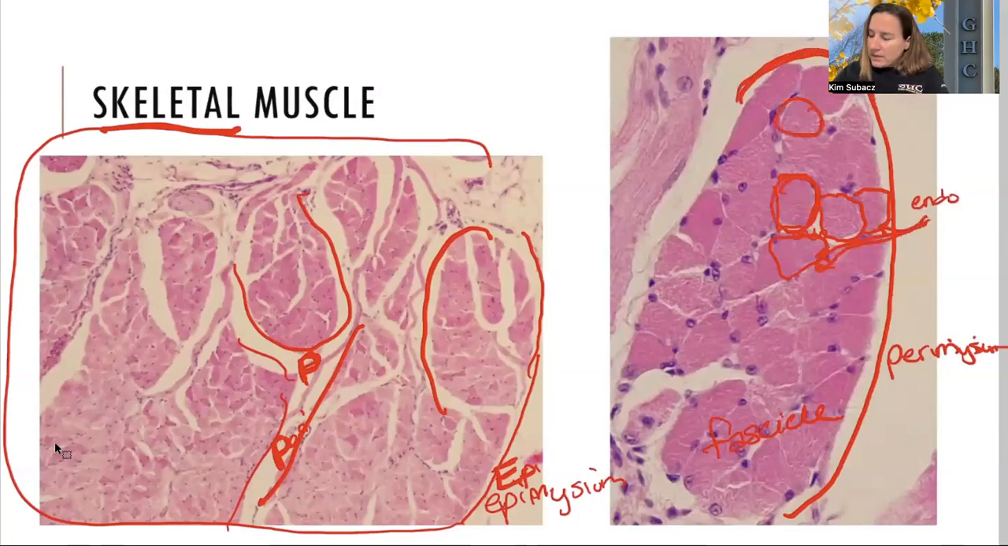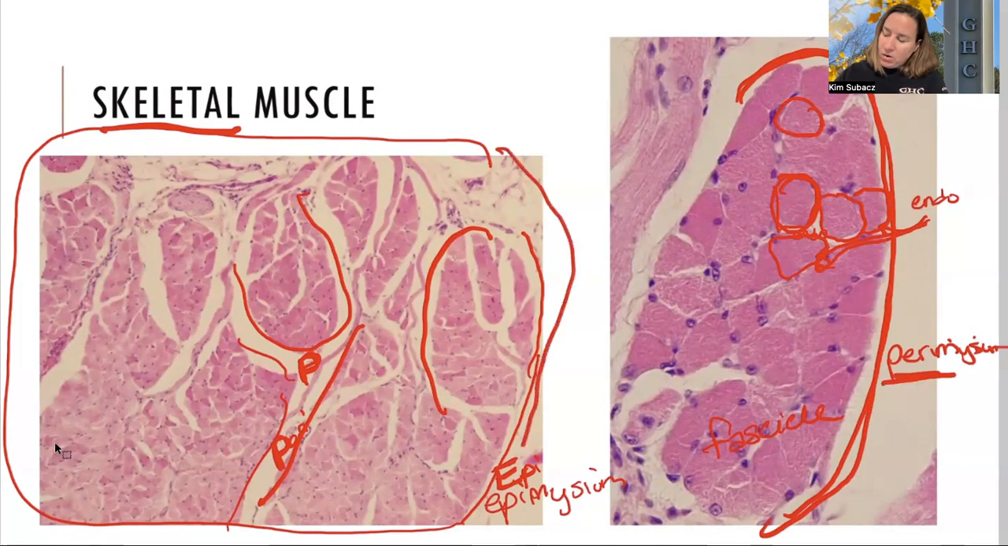Around the whole thing, around this whole fascicle, will be perimysium. And then if we were talking about the muscle, the whole thing, all the fibers wrapped in fascicles are all wrapped up together in one big connective tissue around the whole muscle.